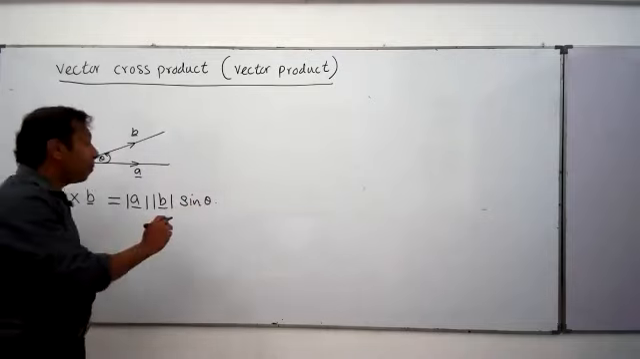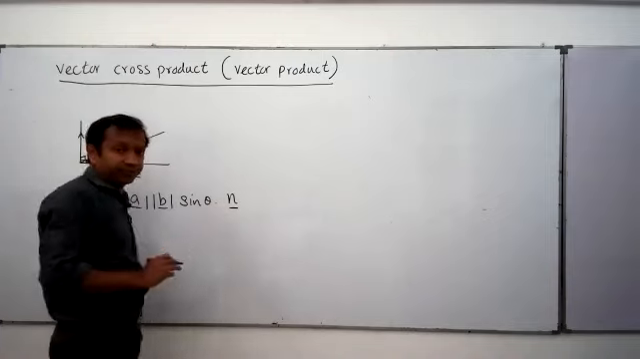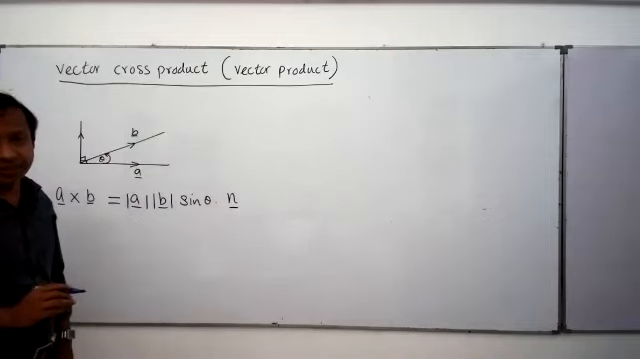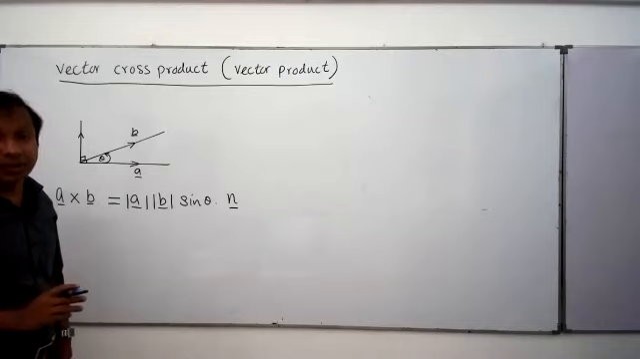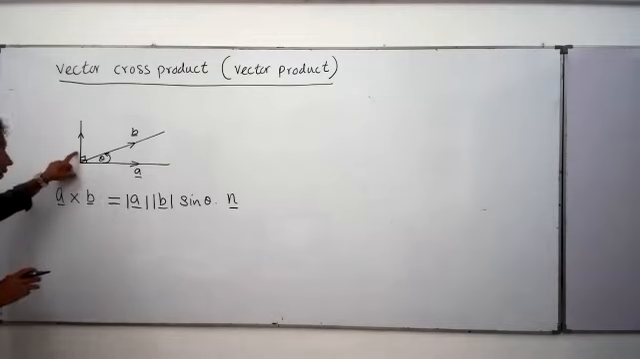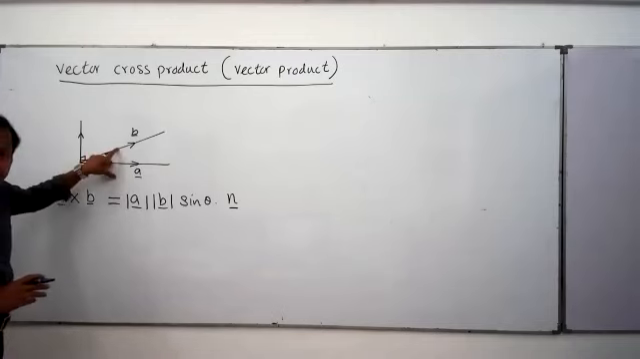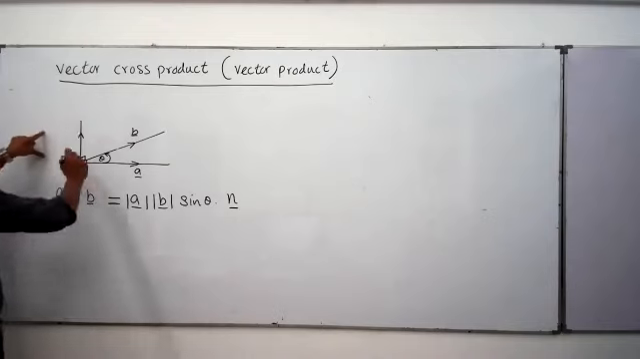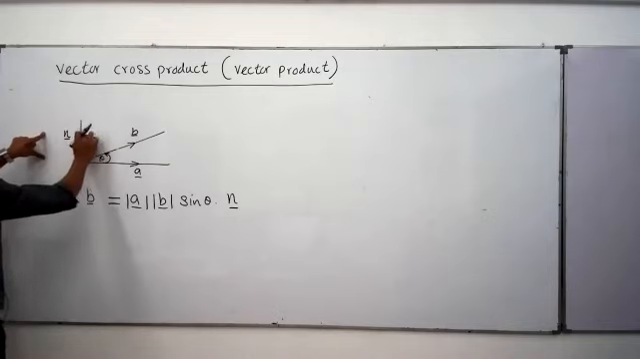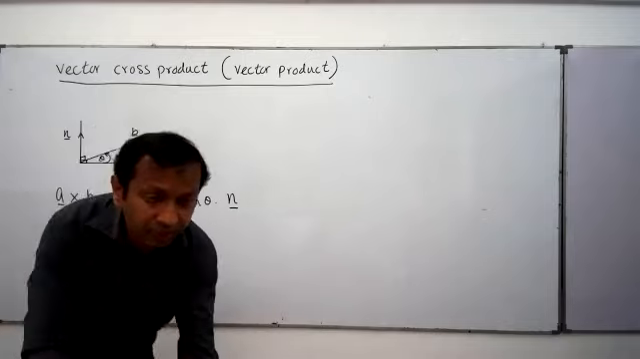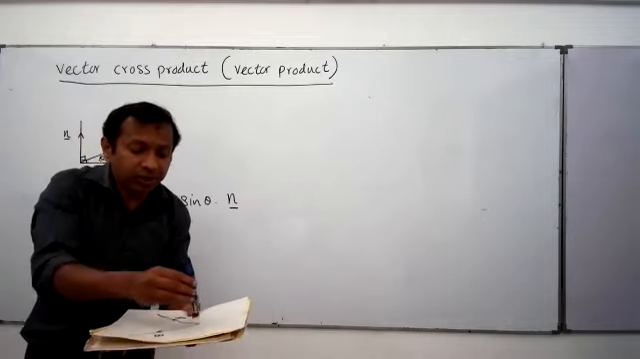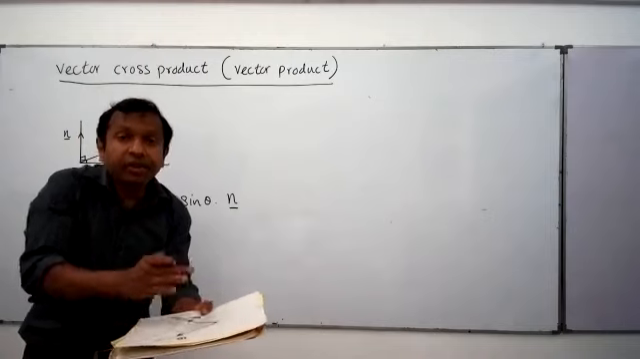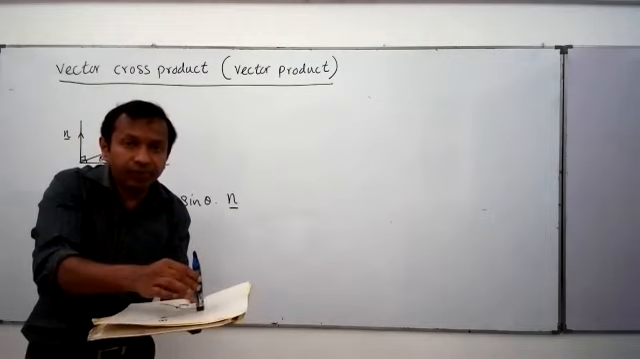And then the n vector. What is this n vector? The n vector, people, is perpendicular to the plane containing these two vectors A and B. It is a unit vector. What is this direction? That direction, people, is perpendicular to the plane containing these two vectors this way.